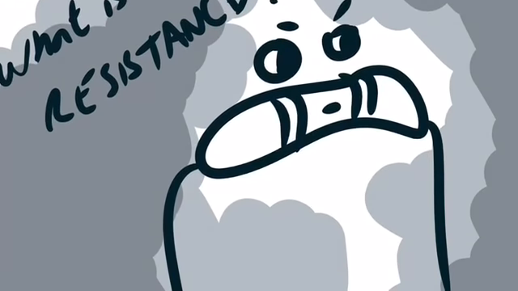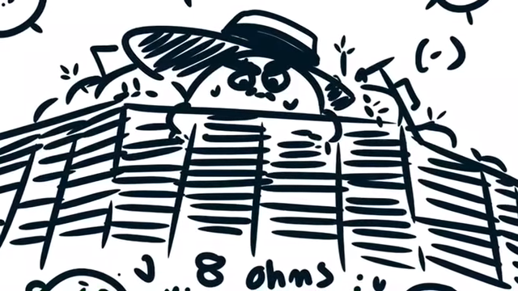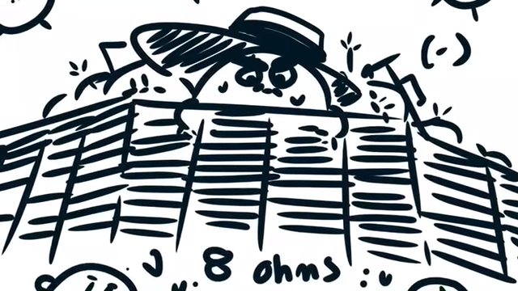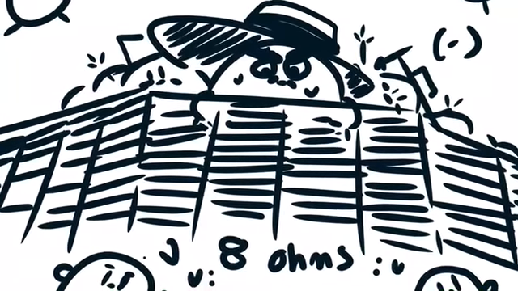Resistance is the opposition that a substance offers to the flow of electric current. The standard unit of resistance is the ohm, sometimes written out as the word and sometimes symbolized by the Greek letter omega.